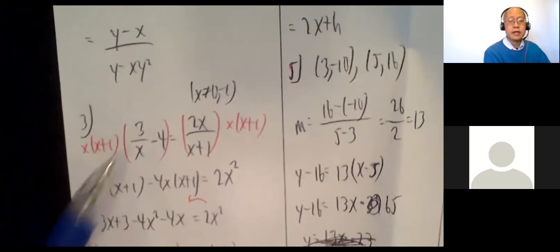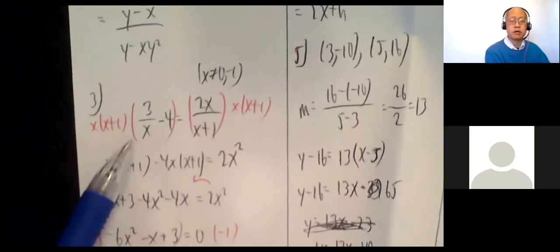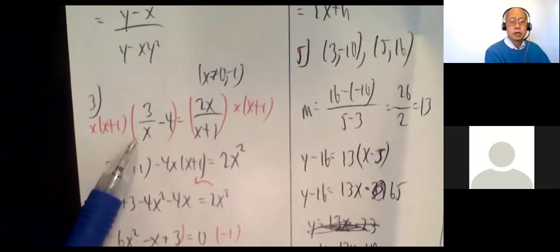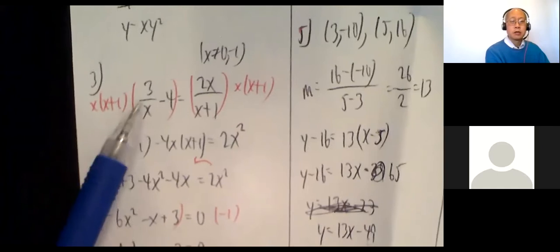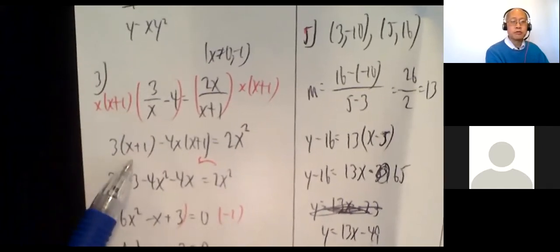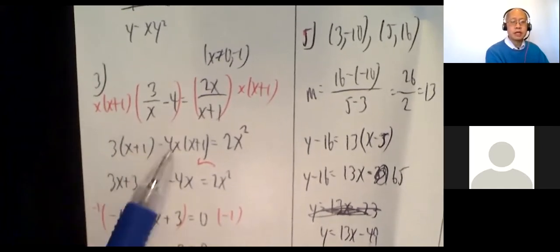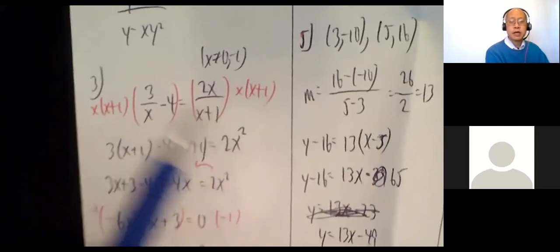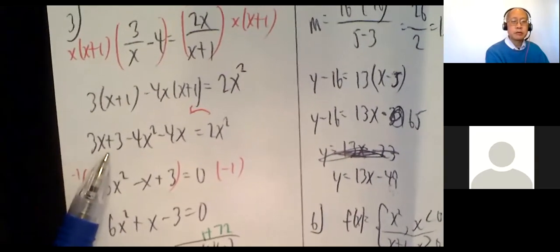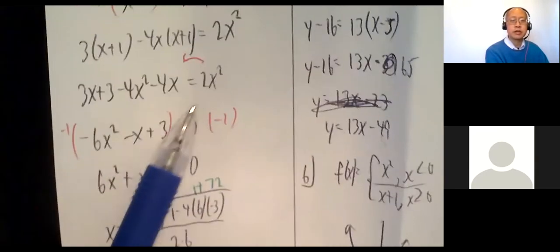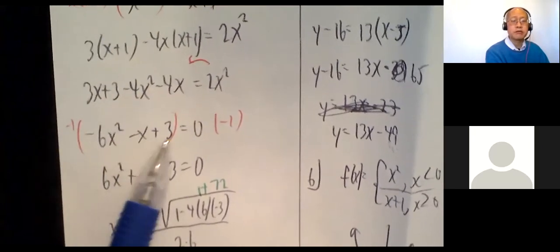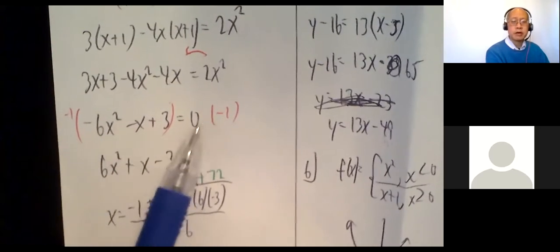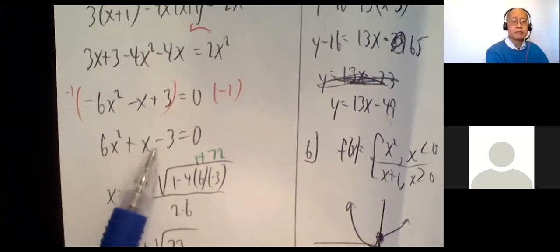Okay, number 3, solve for x. Notice x cannot be either 0 or -1 because I would be dividing by 0. Okay, the common denominator is x times x plus 1. So multiply both sides by x times x plus 1. Over here, x cancels out. I have 3 times x plus 1 minus 4 times x plus 1. Over here, x plus 1 cancels out, so I have 2x squared. This becomes 3x plus 3 minus 4x squared minus 4x equals 2x squared. Move the 2x squared over, and I get negative 6x squared minus x plus 3 equals 0. Multiply both sides by -1: 6x squared plus x minus 3 equals 0.